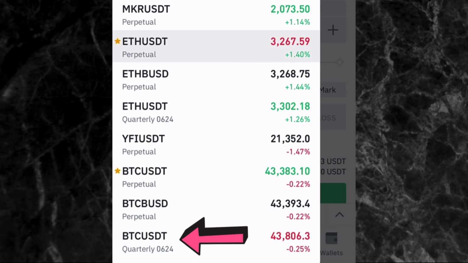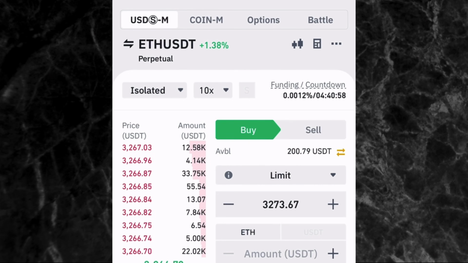So if you are trading any asset that's quarterly, make sure that you close that trade before it expires, take your profit and move on. Don't leave it to expire, because it's going to close the trade automatically. So that's the difference.